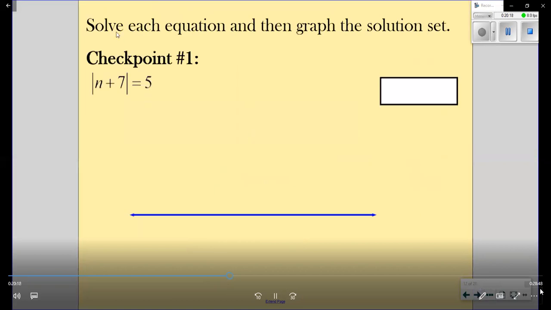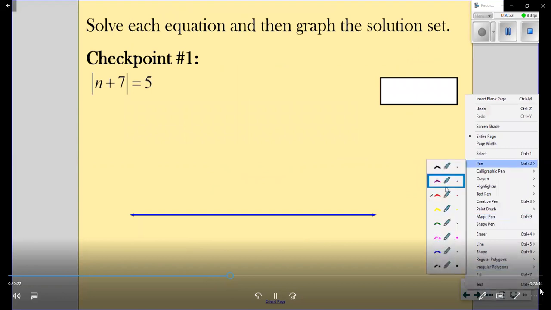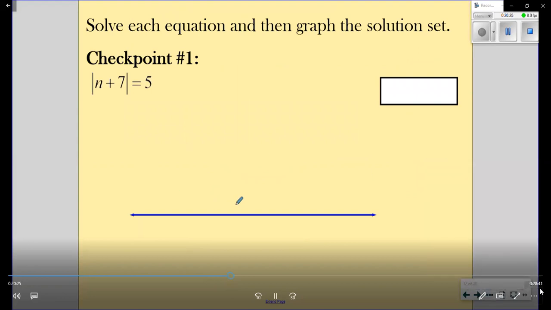All right, now we have to solve the equation and then graph the solution set. So we're doing two things. The first thing, I noticed that that's plus, so that means I could write it as n minus negative 7. Remember, you change the symbol, and then you do the opposite. So now my middle number is negative 7, and my distance is 5.